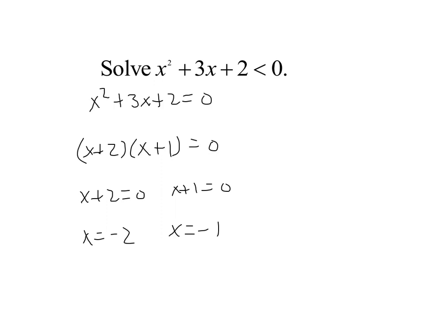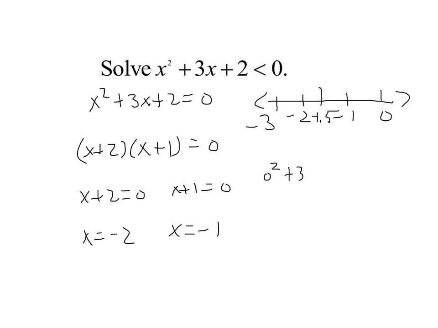But now we need to worry about the inequality piece. So what you do, think about it this way. After you find the zeros, set them up. Pick values to the right, to the left, and in between. And plug them in. So watch, if I plugged in 0, I'd have 0 squared plus 3 times 0 plus 2 is less than 0. Is 2 less than 0? No, so that's false.